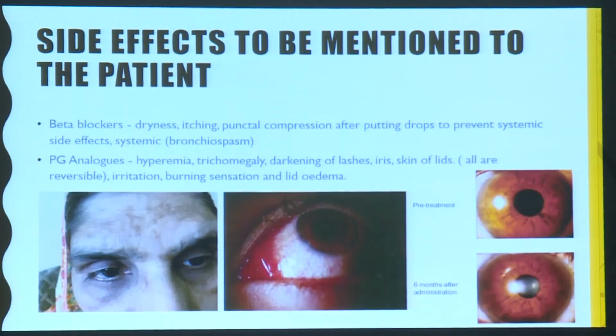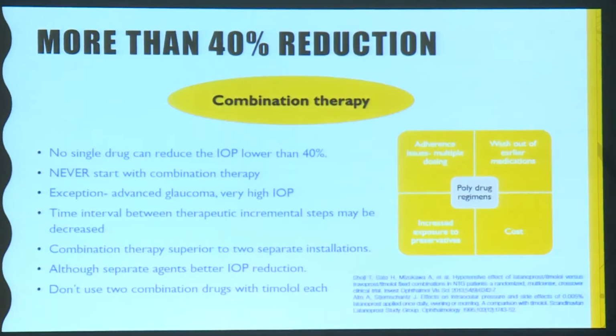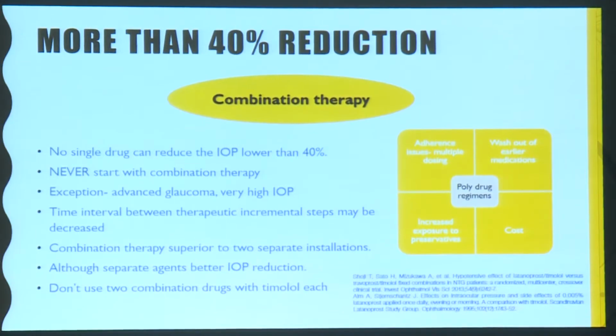Tell the patients about the correct dosage, and also mention the side effects to your patient, otherwise when they develop these, they'll come back and catch your neck. Now, if you need more than a 40% reduction, combination therapy is your way to go, because no single drug can reduce the IOP lower than 40%.